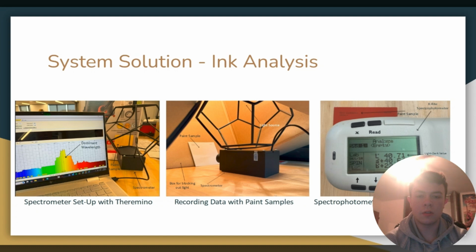For our system solution, these are our experiment setups. So on the left, we have the Theramino spectrometer software showing the dominant wavelength being read off of that gold buff paint sample. In that picture, obviously, it's not covered up with the box as it is shown in the middle picture. So in that middle picture, we're covering up with the box to block out excess light. We'll also be soon painting the inside of that box black so that excess light doesn't bounce around from our light source. That's just cut off at the top of the picture there. And we'll also be looking to cover the box with something like a towel to block out any excess light.